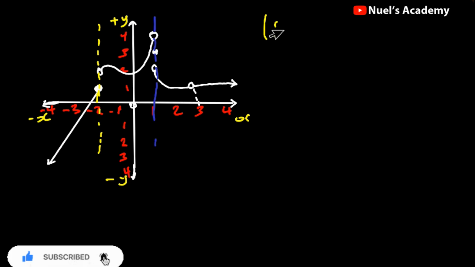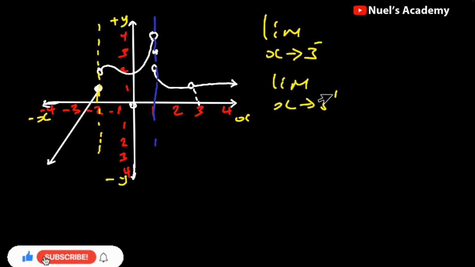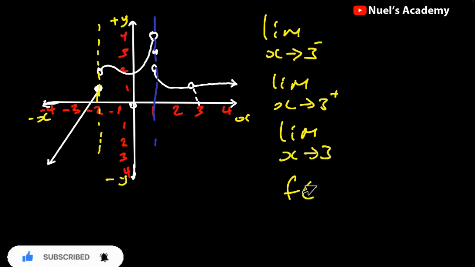So evaluate the limit as x approaches 3. We're going to be looking at it from the left-hand side, again from the right-hand side, and then we'll find the limit as x approaches 3 on its own, know whether it exists, and then find f of 3. Let me put a dot here. For the sake of the last one, I want you to try this and see if you can get it. It's very simple.